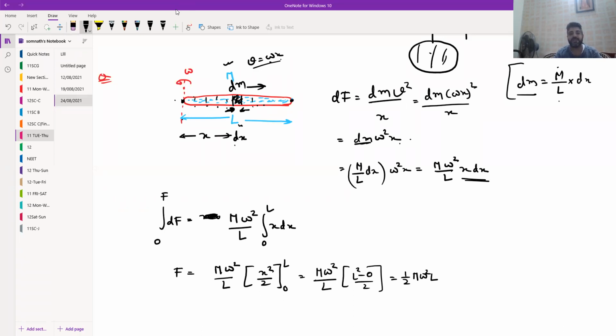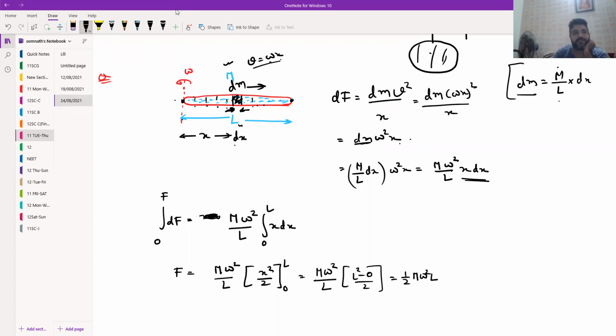From here to here, the force is variable because speed is variable. So I am taking the integration of x dx, and we know the integration of x to the power 1 is x squared by 2. I'm putting the lower and upper limits. So m omega square by L, (L square minus 0) by 2, that is half m omega square L. Clear?